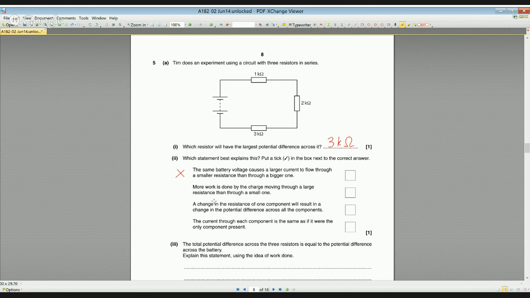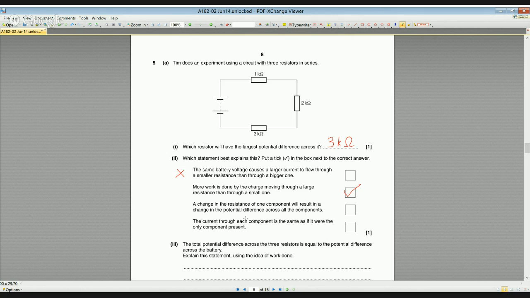The second one, more work is done by the charge moving through a large resistance than through a small one. Well, that sounds very similar to what I've just said about work and energy. Work, remember, is energy. So the charge is doing more work to get through a large resistance than through a small one. That sounds correct. We'll tick that one, but let's just check the other two. Let's rule those ones out.